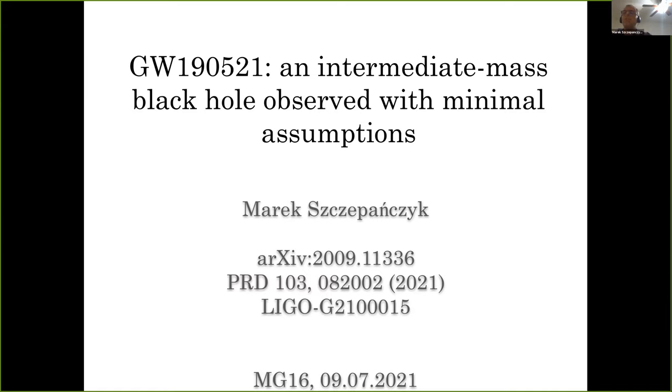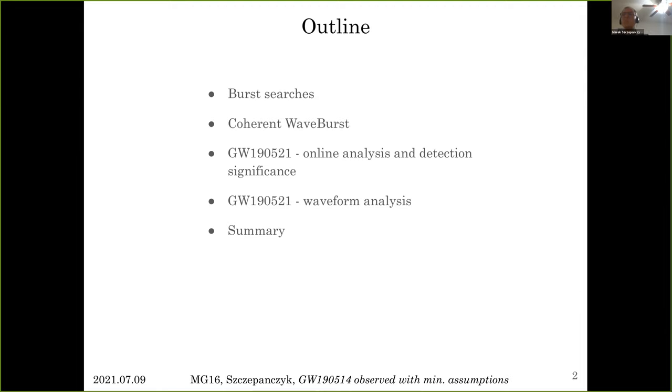And today I'm gonna talk about the first detection of an intermediate mass black hole, how it was detected with minimum assumptions, and how we analyze it. And here on the screen, I'm putting the link and the references to the paper that I will be basically talking about. So first, I will talk about what we are searching for, what the burst searches are, then what the algorithm is that we use. Then I will sink into what analysis we perform to detect GW190521, how it was detected, and how we analyze the waveforms, and then I will summarize my talk.